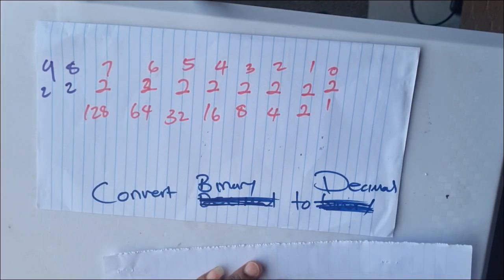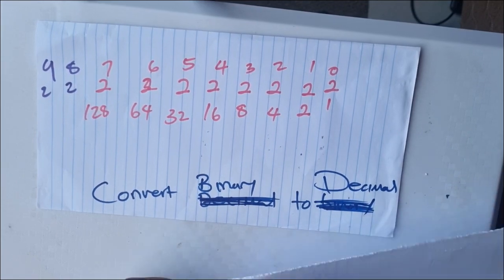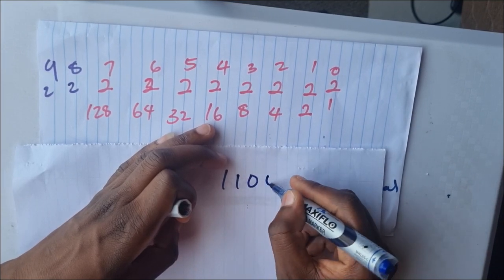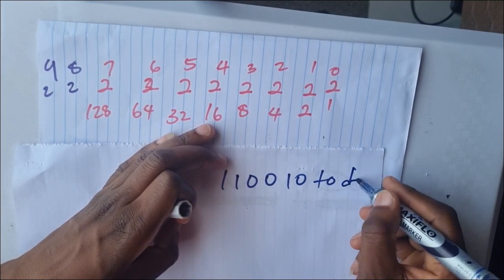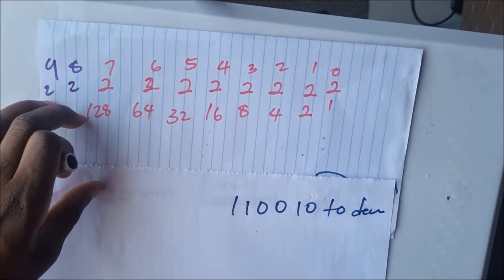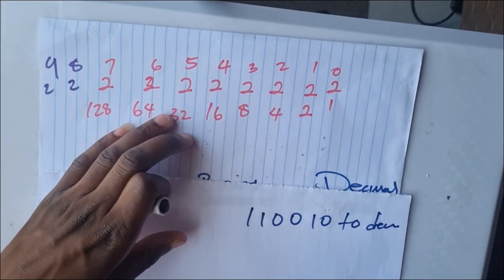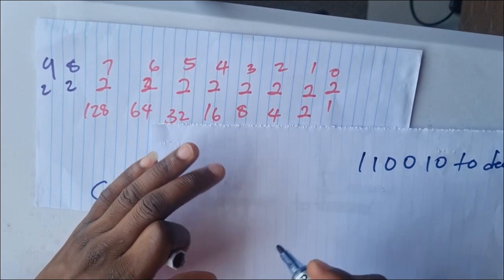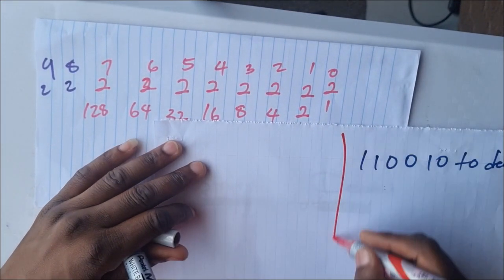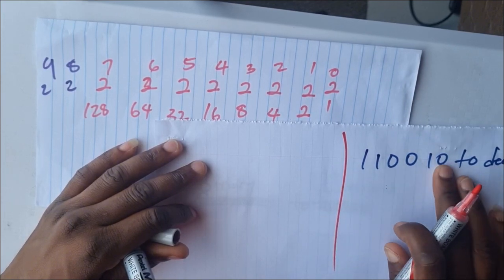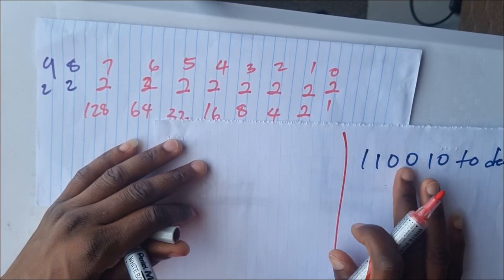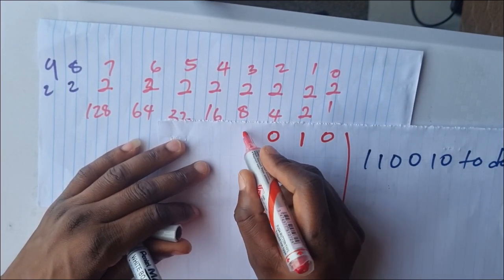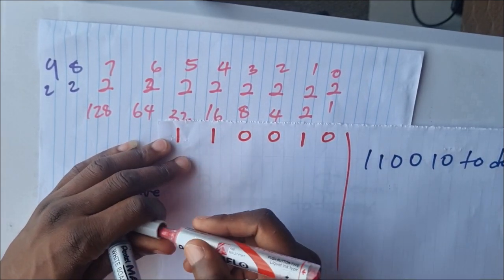So for example, let's say we are asked to convert 110010 to decimal. When they want us to convert this to decimal, we just have to come to our table here and put the numbers according to the table. From our right hand side, we have 0, 1, 0, 0, 1, 1.